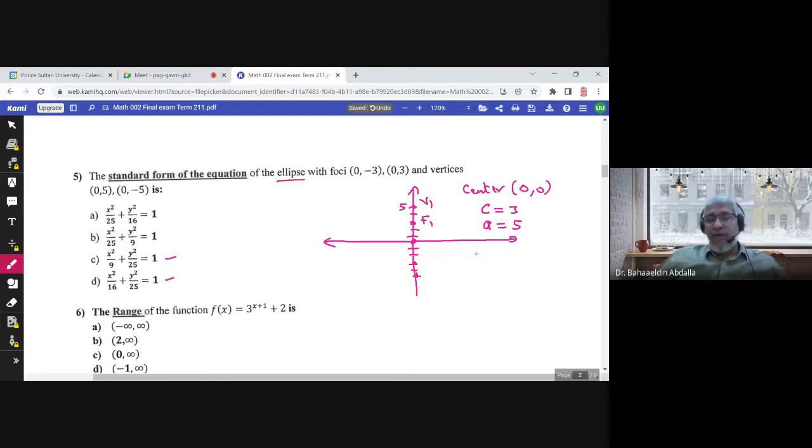Now we need to find b. Well, b squared equals a squared minus c squared. In the ellipse, a squared is the largest, so a squared equals b squared plus c squared. You can watch the video about the ellipse with center 0, 0 in the playlist of Math 002. So b squared is 16. So the correct answer is D.